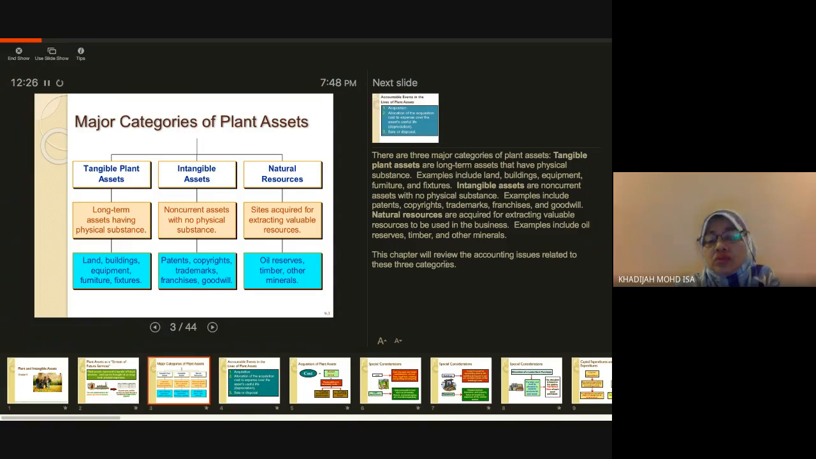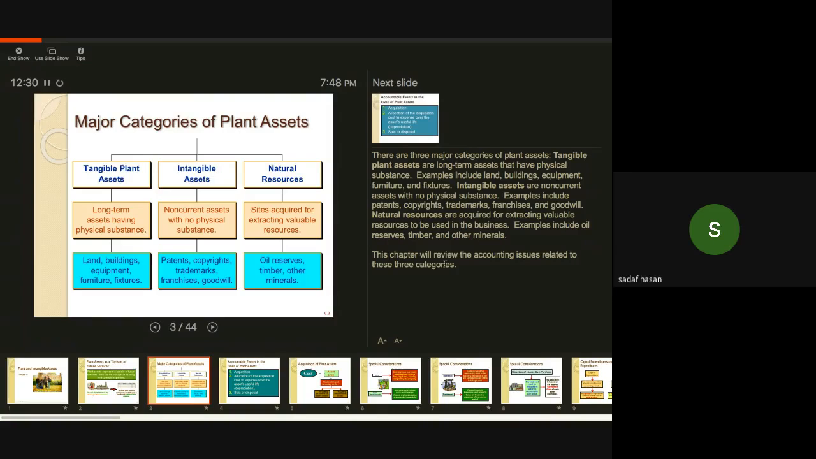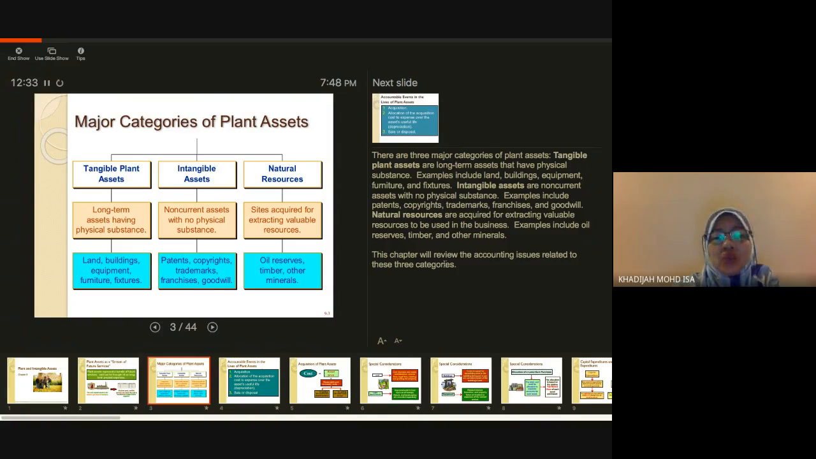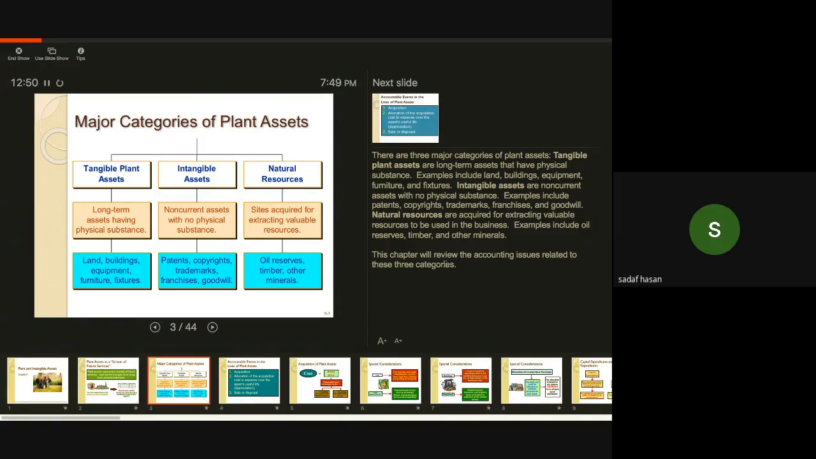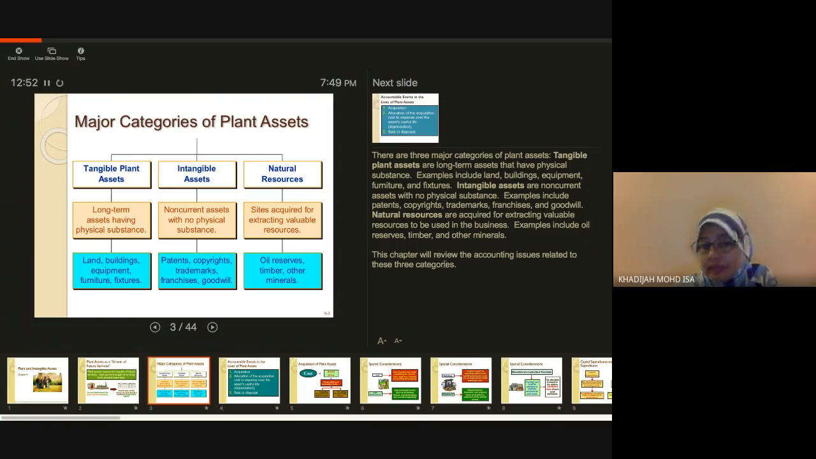Also, companies such as Petronas have sites acquired in order to extract valuable resources. So in this case, Petronas and all those oil and gas companies actually have assets in the form of natural resources. These include oil reserves, timber, and other minerals, which is what we call natural resources. But not all companies have natural resources. Most likely, those are very specific types of companies.